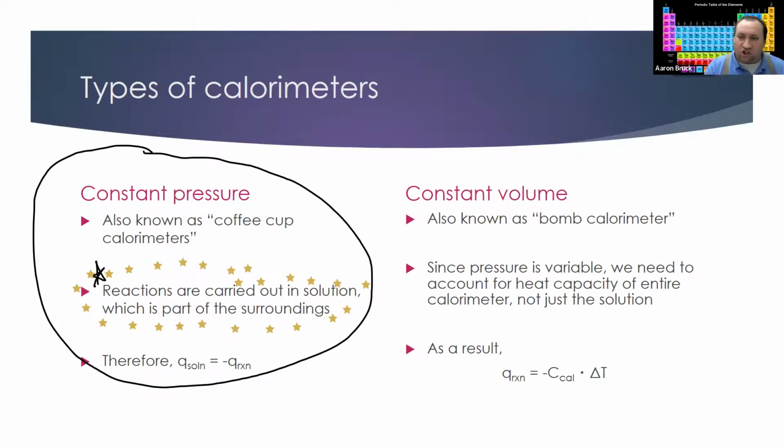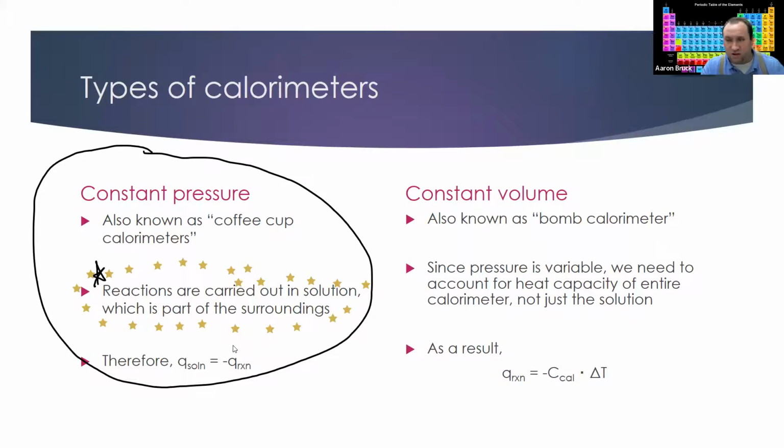The chemical reaction generated heat, which was then absorbed by the solution. And since the solution is part of the surroundings, the relationship here is an opposite relationship. So we've got to be really careful about that kind of calculation. If the temperature of the solution goes up, that means that it's an exothermic process.